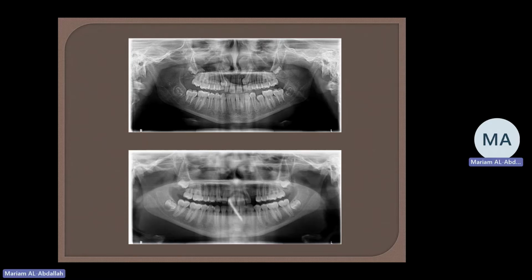And it will cause delay of orthodontic treatment. So this was an unfortunate case, and I had to show you this because you're going to graduate, inshallah, within a year and a few months.